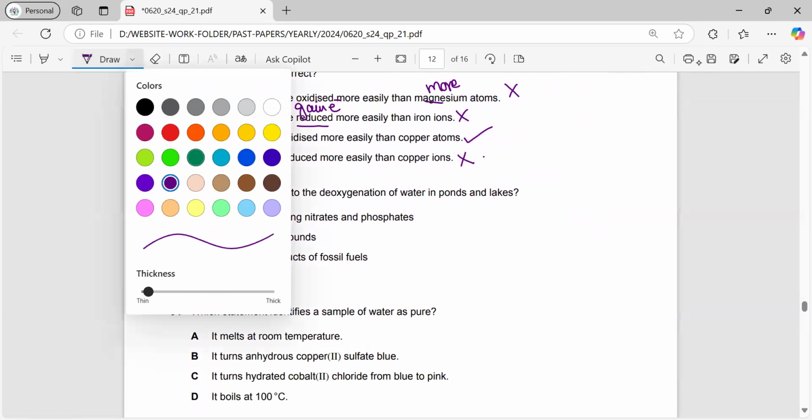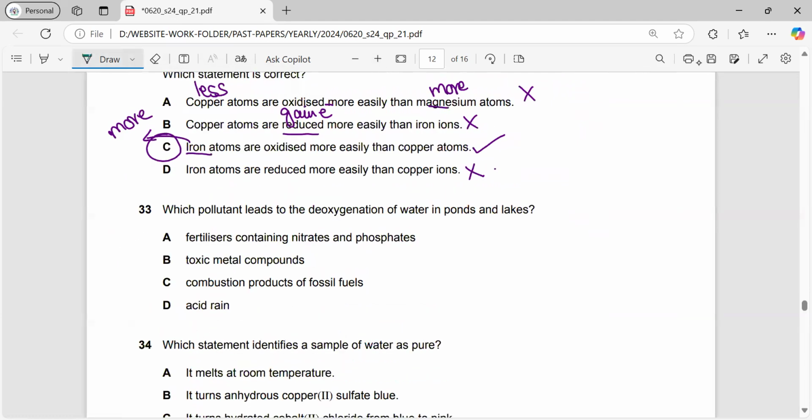Next, question number 33. Which pollutant leads to the deoxygenation of water in ponds and lakes? Deoxygenation means removal of oxygen. So which thing is responsible for the removal of oxygen in water?